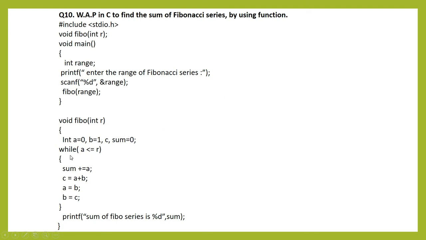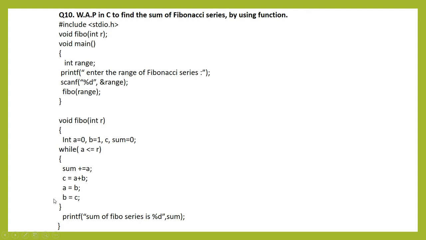So here we are using a loop where A, which is 0, is less than or equal to your R. R means your 4 terms or 5 terms, whatever value you enter. So sum is your sum plus A. In short form you write sum plus equal to A, that means sum equals sum plus A. And in C you have to add the A and B values. Then the swapping concept you have to apply: whatever the B value is, you have to store in A, and whatever the C value is, you have to store in B.